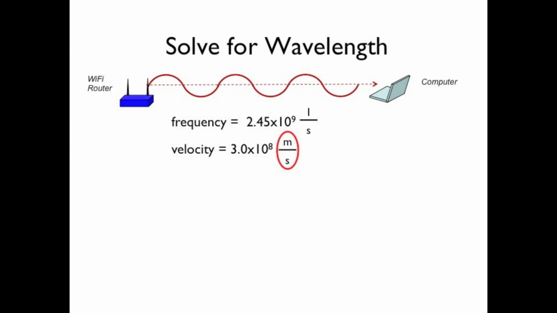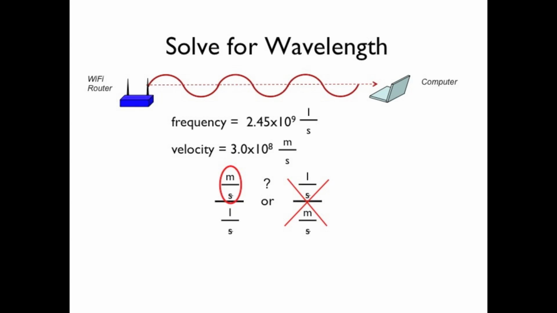For wavelength, we want to end up with meters. Dividing one term by the other will cancel the per second, but you need to decide if you divide velocity by frequency or frequency by velocity. Note that if the velocity is in the numerator, you will be left with meters for the wavelength. This is what we want.